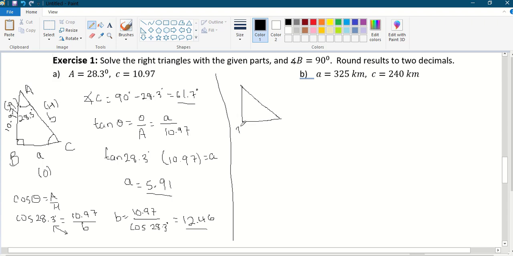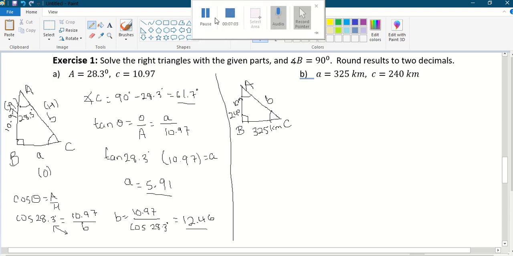Okay, B will be the right angle. A and C don't matter where you put them. Opposite of A is small a, so this is 325 kilometers. Opposite of angle C will be small c, so this is 240 kilometers. We need to solve for angle A, and side length B. This is what we need to solve.